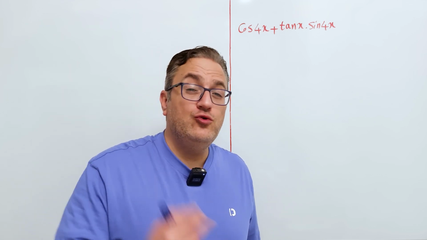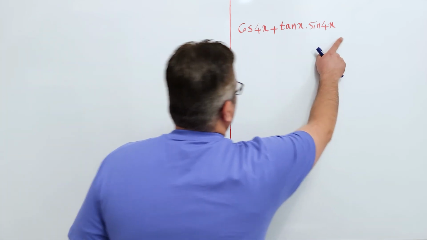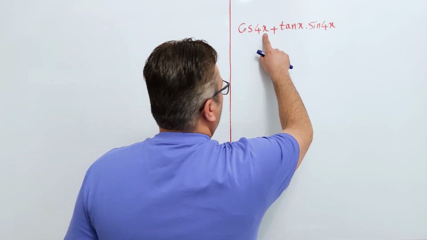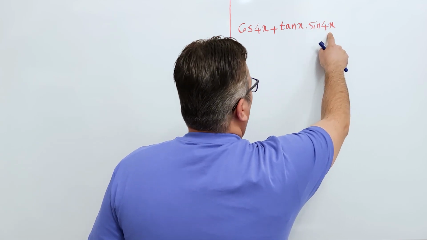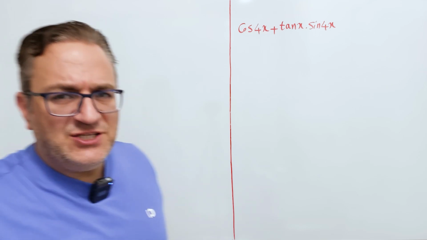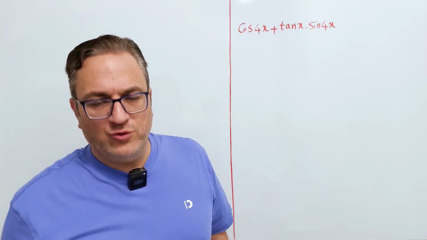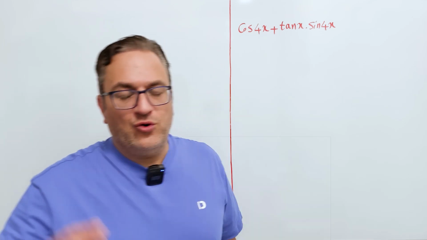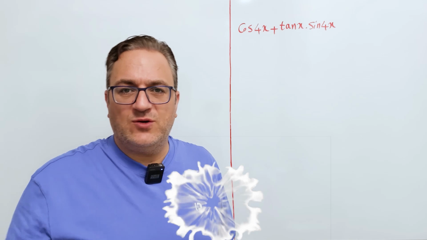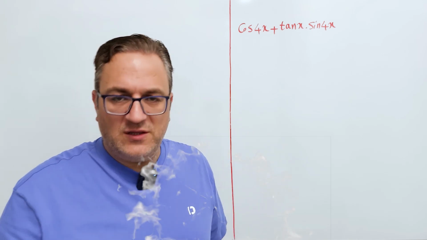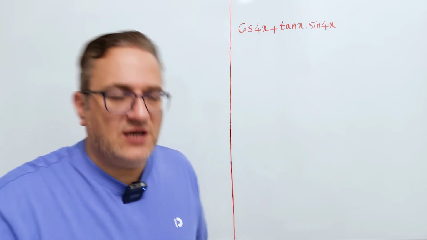Let's move on to two more important examples. Number one, simplify this expression: cosine of 4x plus tangent x times sine 4x. Always remember, if tangent or cotangent appear together with sine or cosine, expand the tangent or cotangent and write them as, for example, tangent theta is equal to sine of theta divided by cosine of theta, or cotangent of theta is equal to cosine of theta divided by sine of theta.